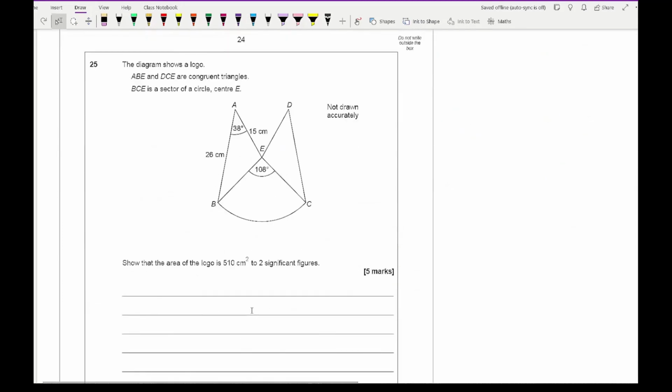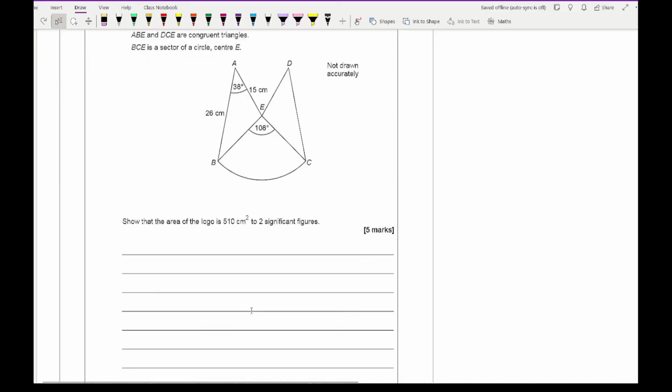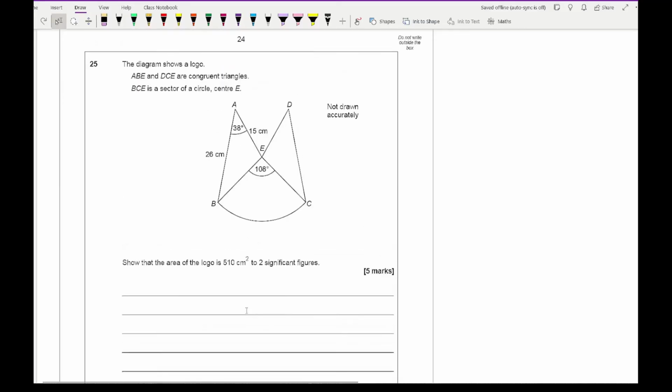Then moving on to question 25, it says the diagram shows a logo. ABE and DCE are congruent triangles. ABCE is a sector of a circle with centre E. Show that the area of the logo is 510 centimetres squared to 2 significant figures. So first things first, what we need to do is work out the area of each of these.